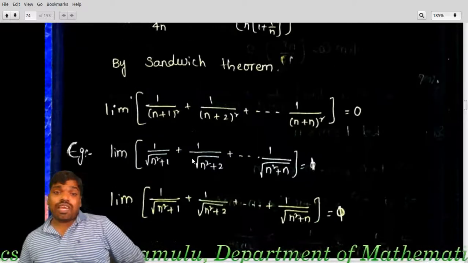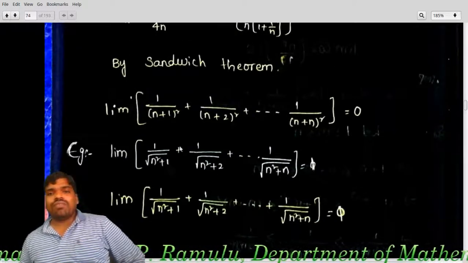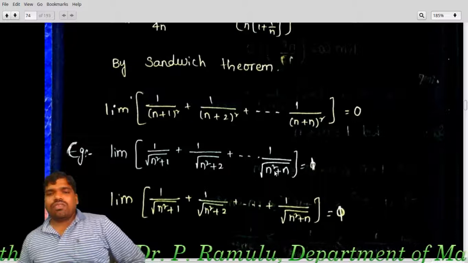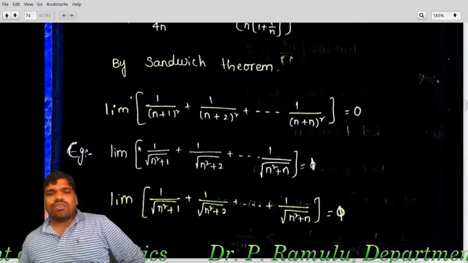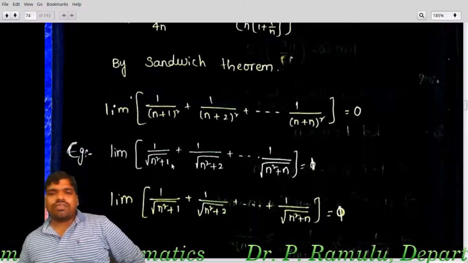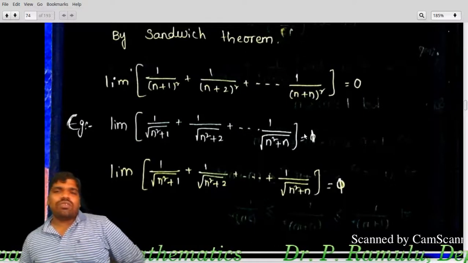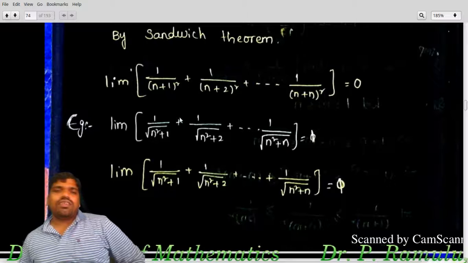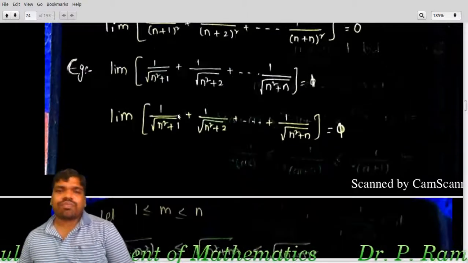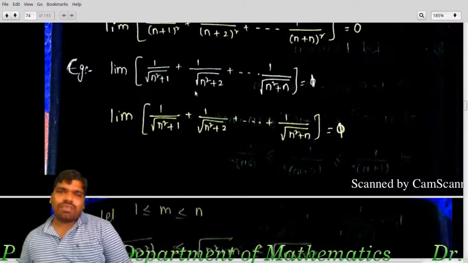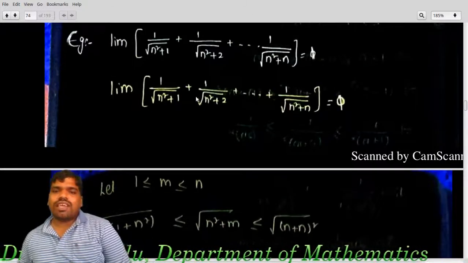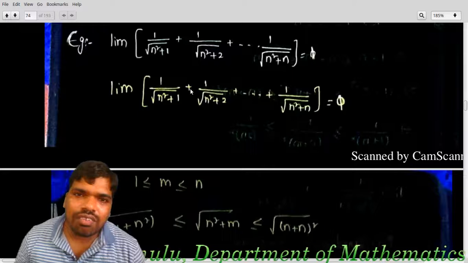Now I am going to show that 1 by root of n square plus 1, 1 by root of n square plus 2, up to 1 by root of n square plus n, right? So this thing I want to show, the same problem, I want to show this is equal to 1, okay? 1 by root n square plus 1 plus 1 by root n square plus 2, up to 1 by root n square plus n.